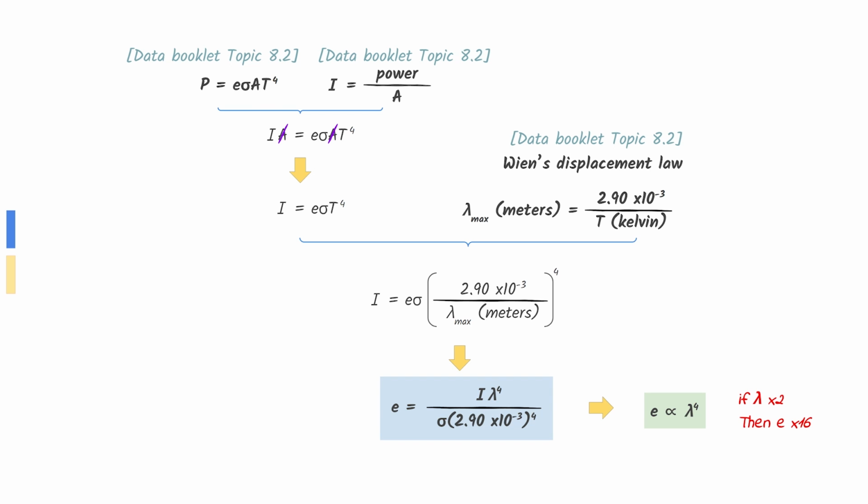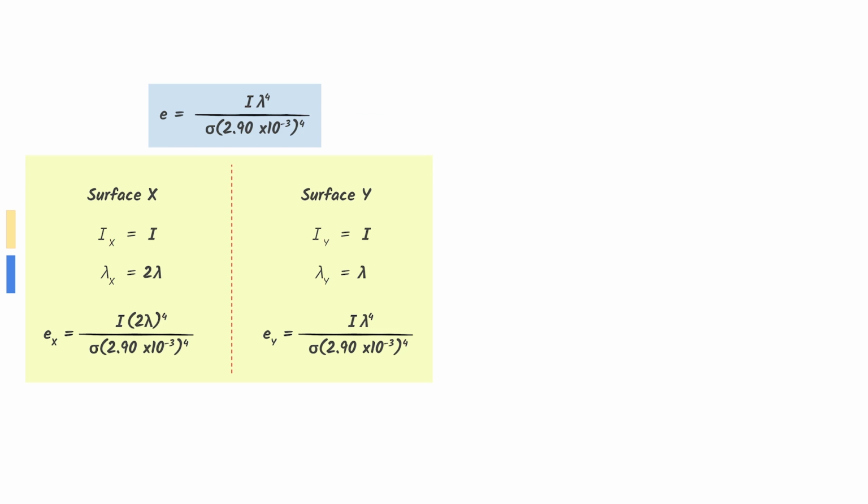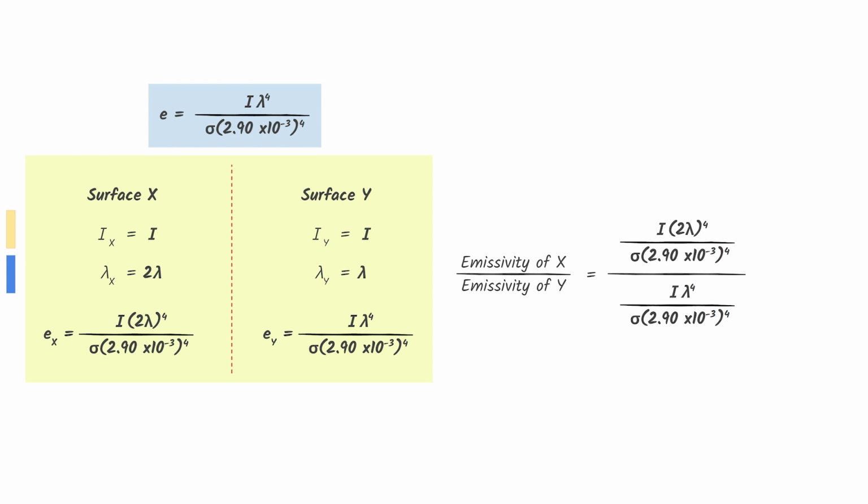This means that if the peak wavelength increases by 2, the emissivity increases by 16. This is just one way of solving the questions. Now let's move on to the calculation. Here is the summary of the information given to us. Surface X emits a radiation of peak wavelength twice that of Y. Divide the equation for X and Y. Cancel out to find your answer.